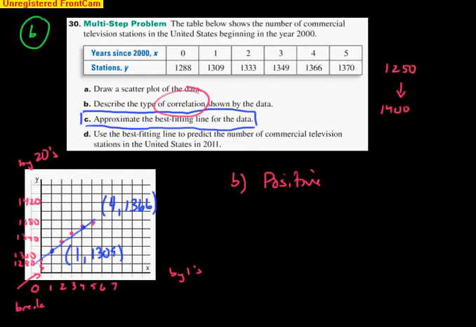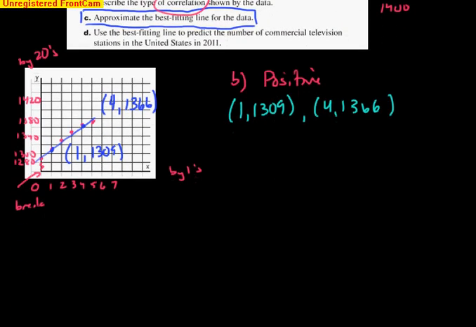It's okay. So my 2 points now are (1, 1309) and (4, 1366). So now I have the 2 points. I need to find the equation of the line. I'm going to slide this down because I don't really need the data anymore. To do this, I need point-slope form, which means I need a point and the slope. I only have 2 points. I must first find the slope. Find it over here.